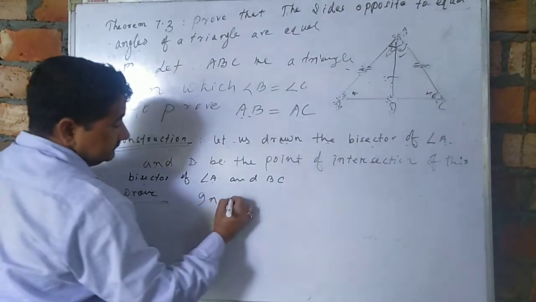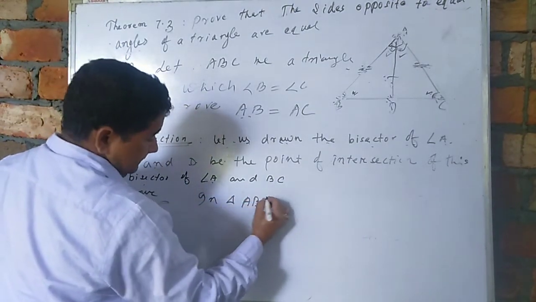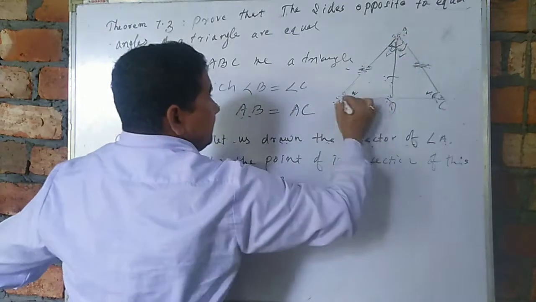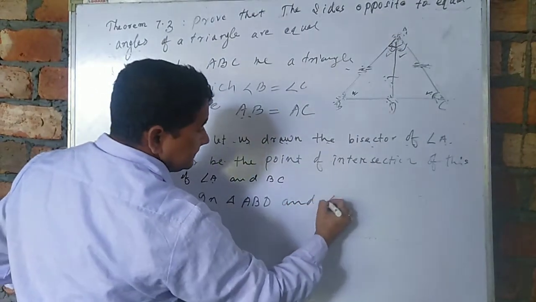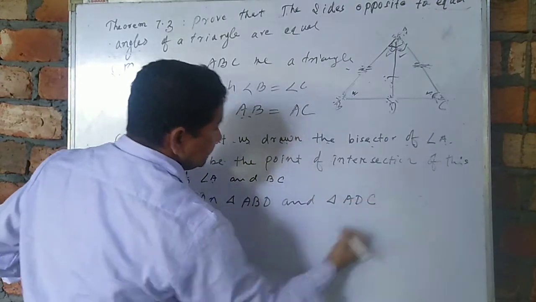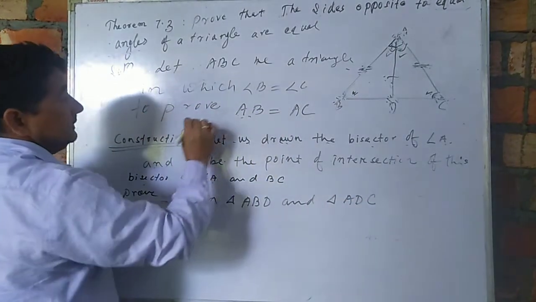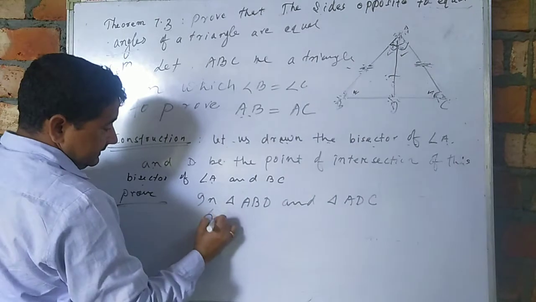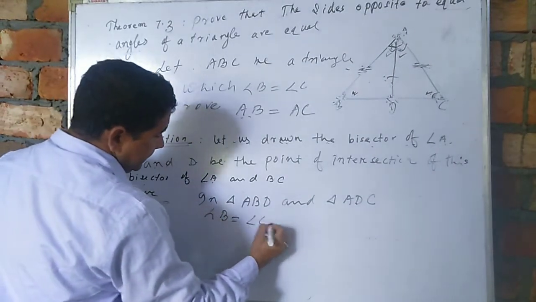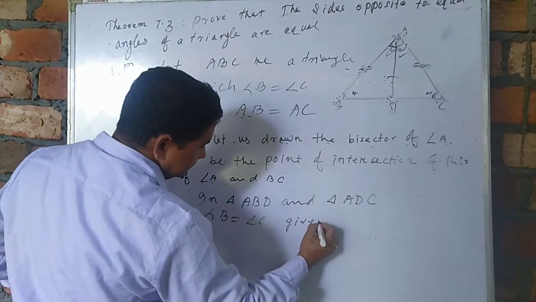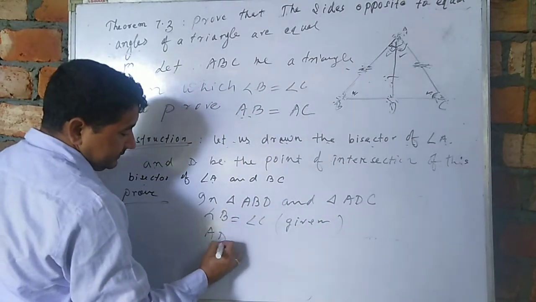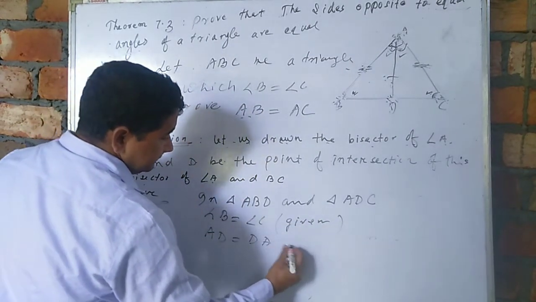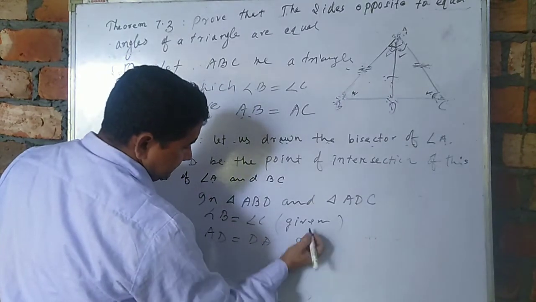In triangle ABD and triangle ADC, angle B is equal to angle C. You can write it as given. Here AD is equal to DA. You can write this as the common side.